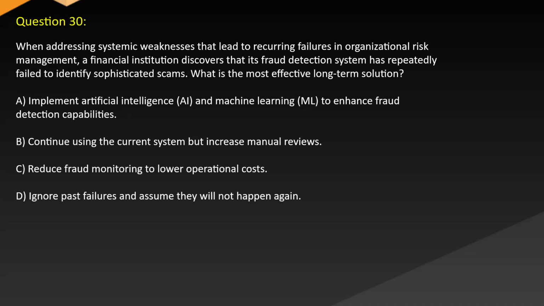Question 30. When addressing systemic weaknesses that lead to recurring failures in organizational risk management, a financial institution discovers that its fraud detection system has repeatedly failed to identify sophisticated scams. What is the most effective long-term solution? A. Implement artificial intelligence (AI) and machine learning (ML) to enhance fraud detection capabilities. B. Continue using the current system but increase manual reviews. C. Reduce fraud monitoring to lower operational costs. D. Ignore past failures and assume they will not happen again.